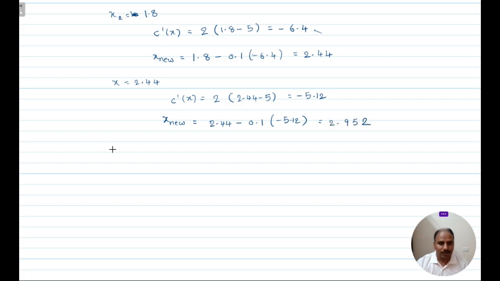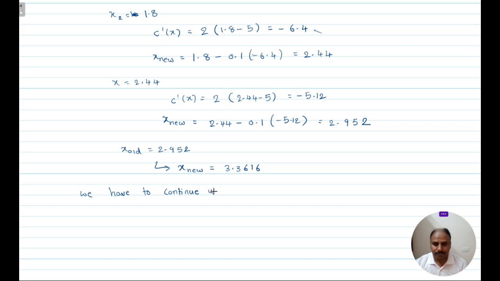If I am continuing with this, for the next x new, x old is 2.952, and after substituting in the above formula we will get 3.3616. So like this we have to continue up to where the differentiation either becomes 0 or maybe positive. That means it will go like this.